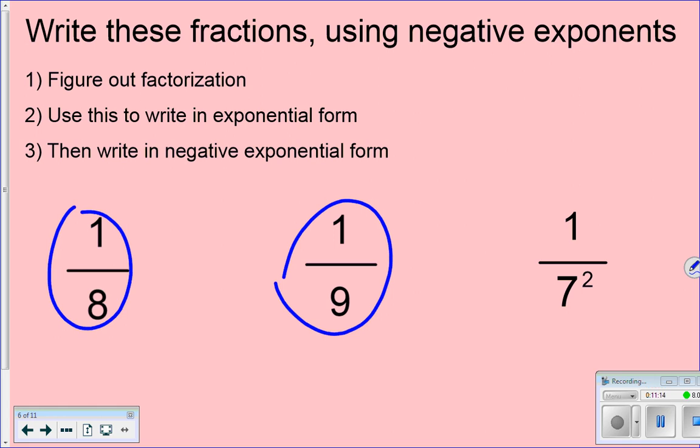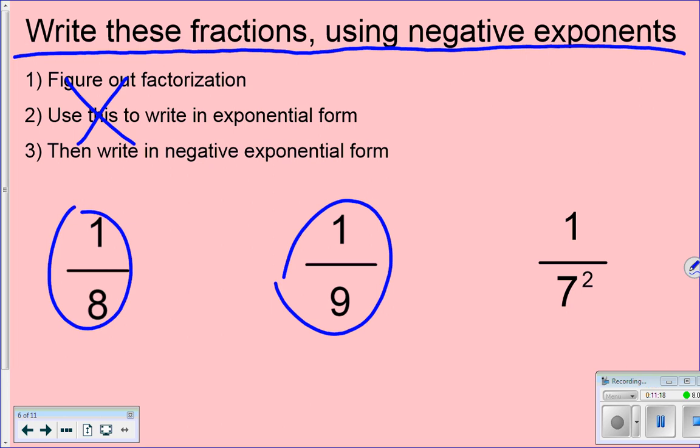You don't have to write this right now. I want you to write this. Then we're not going to worry about 1/8 and 1/9 yet. Yeah, some of you are already thinking, oh, okay, I think I know how to do this. Okay, so if I look at this one, 1 over 7 to the second power, I want to write this backwards in a negative exponent now.